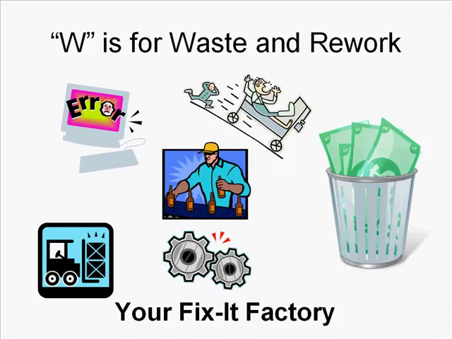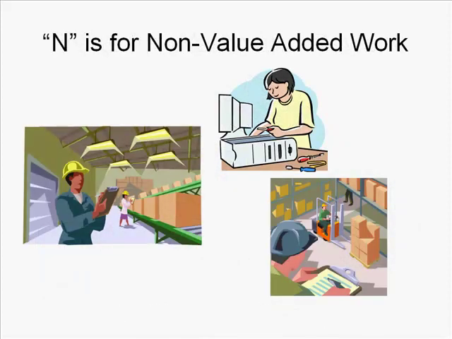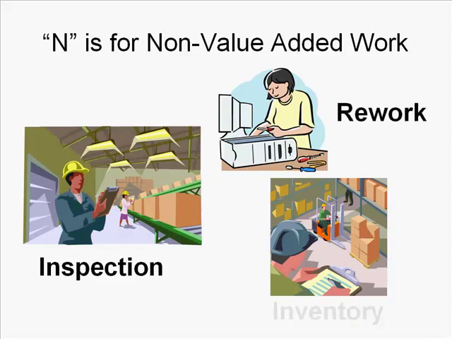Now, the next speed bump, N, stands for non-value added work. Too many mistakes, errors, and defects lead to unnecessary inspection and rework. And overproduction leads to unnecessary inventory, which has to be managed. So look around your business. You'll find far too many people engaged in non-value added work.